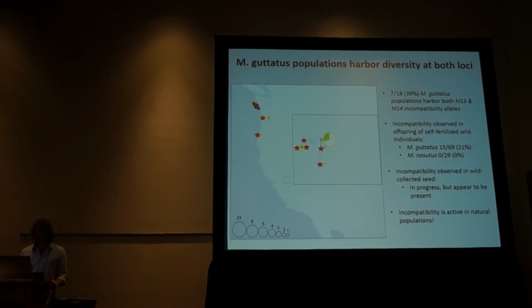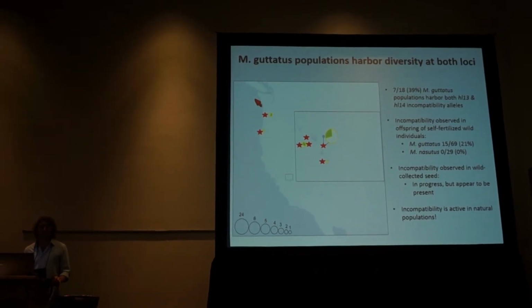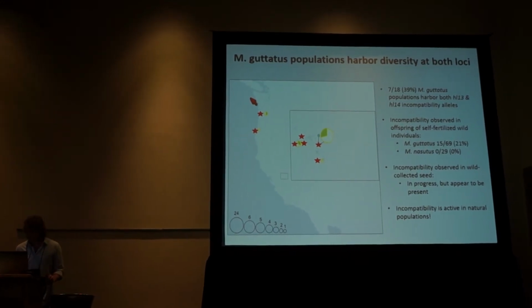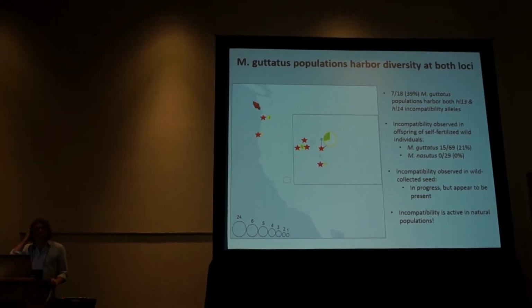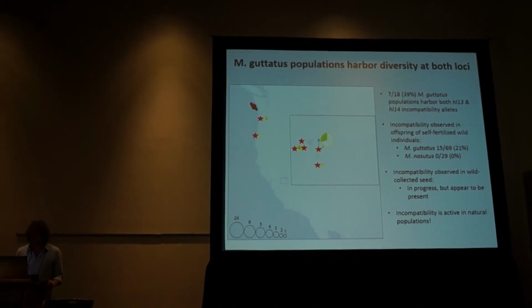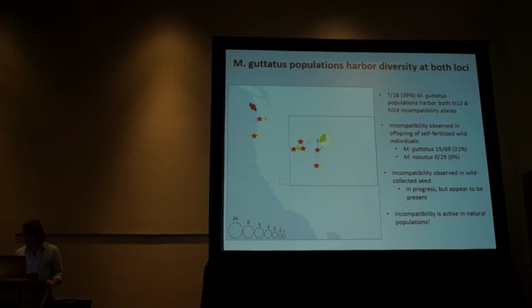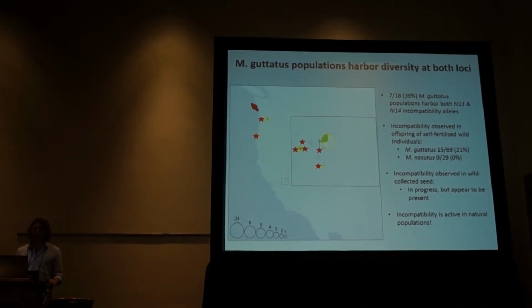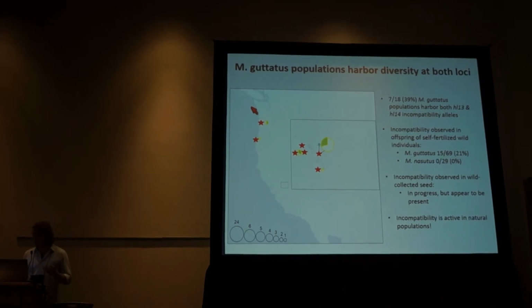I also recently planted out a bunch of wild-collected seed, and again we're observing white seedlings that were actually produced in the wild, but we need to confirm whether that's due to this incompatibility or maybe something else that causes hybrid lethality problems. So the punchline here is the incompatibility is very active in the wild, it seems.